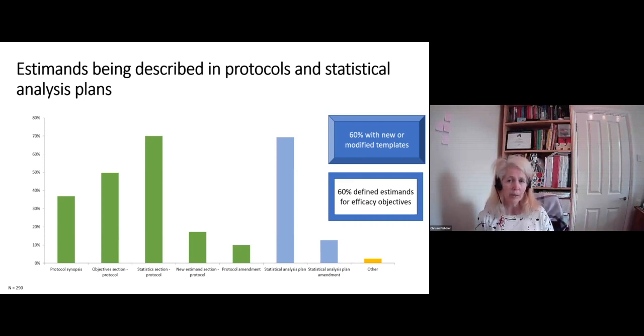So a lot of participants who responded said they have modified their existing protocol templates. Again, we have the TransCelerate template that's been around for a long time, and many companies will use that. And again, a lot of people had defined estimands mainly for efficacy objectives, but estimands can be applied to both efficacy objectives and safety objectives.